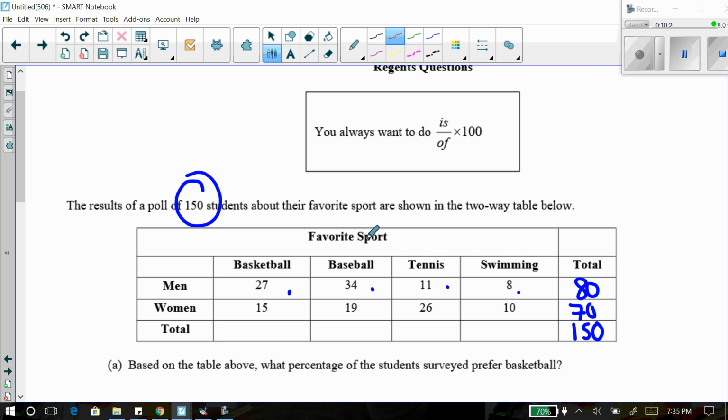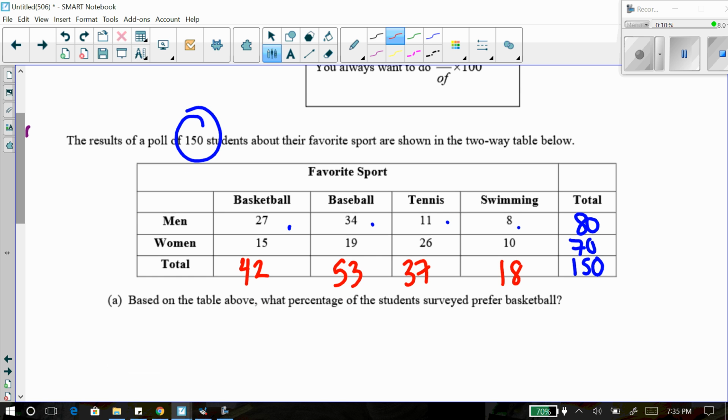Now let's add the columns. 42, 53, 37, and 18. Now this time they're asking us for percentages. So to find a percent, you do is over of times 100. Now I'll explain what that means right now.